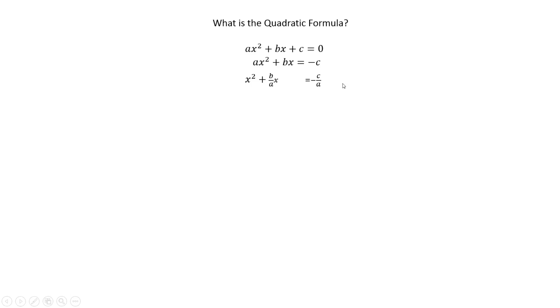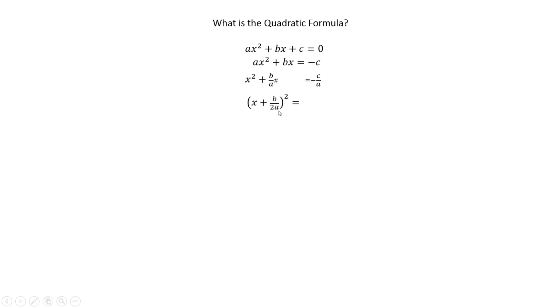I left my space because we're going to complete the square here. So we're going to want our next step, because remember, we do these two steps at the same time. We'll have x plus something squared. Well, we take this b over a and divide by 2. You divide a fraction by 2, it's like multiplying by 1/2. You just multiply the denominator by 2. So we get b over 2a.